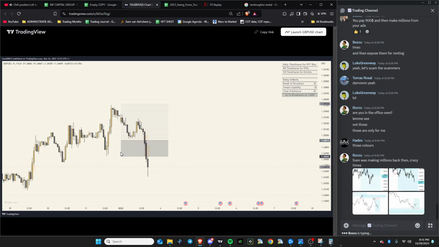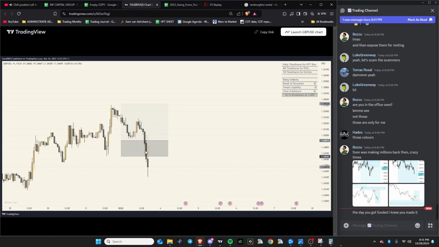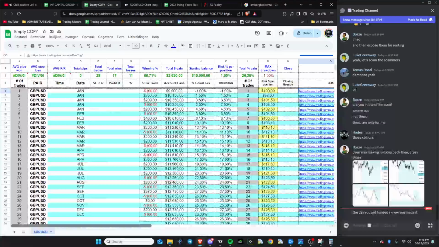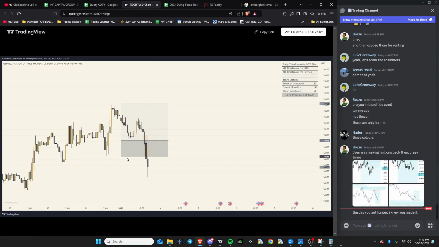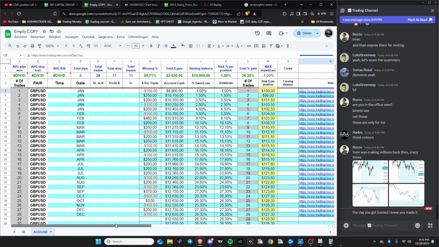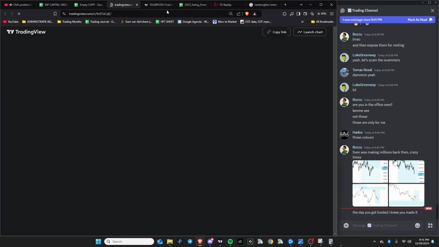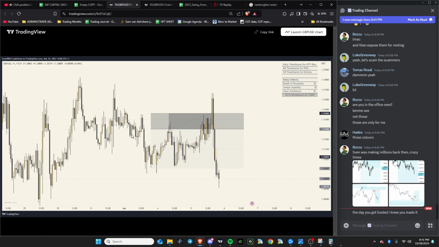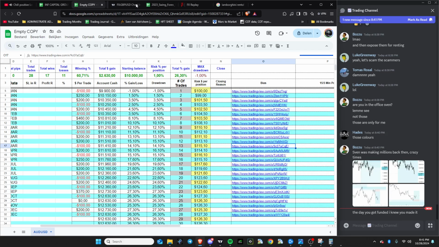Oh, that's how I used to trade. Yeah, it's literally the exact same thing we're trading right now. And this is back in, what is that? March 2023. This is over a year ago. Well, we did pretty well, honestly. It's pretty much the same thing.